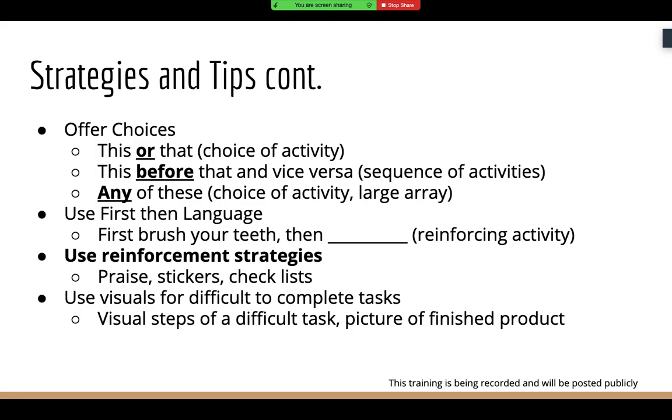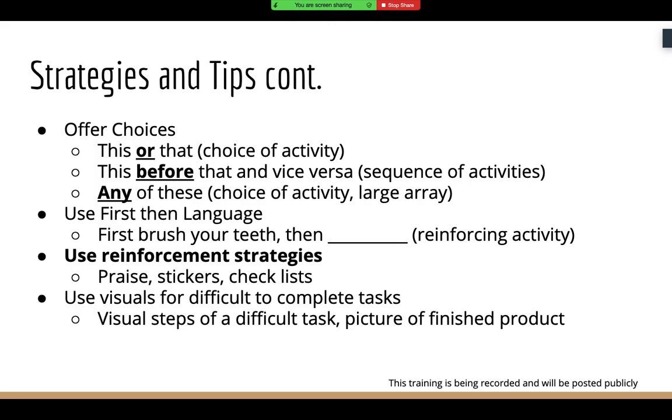Some other tips and strategies are offering choices. So if you know it's a really difficult time or a difficult instruction for a child to follow, then you can present them in different ways. So offering choices would be like a this or that choice. Do you want to brush your teeth with the green toothbrush or with the red toothbrush?